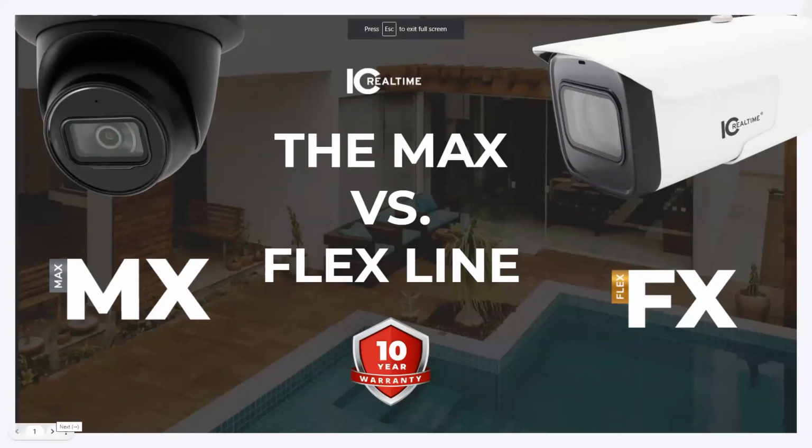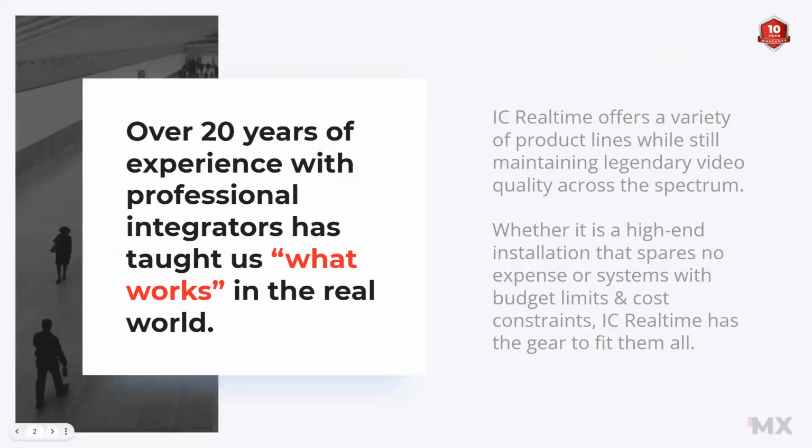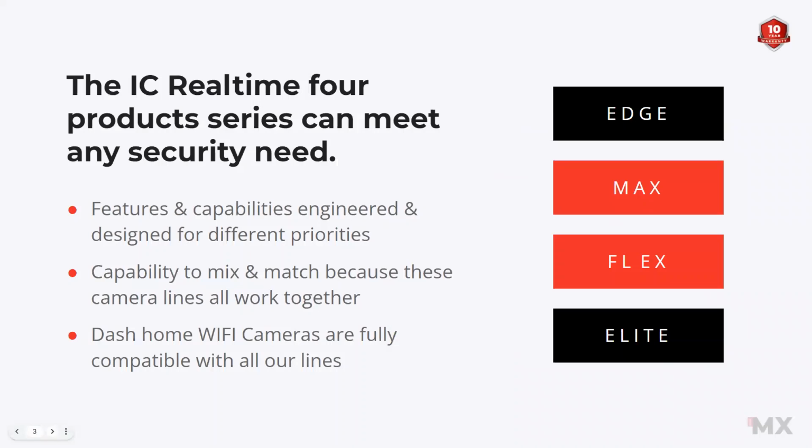So we're going to be talking today about the Max line versus the Flex line. And these are two of our four different lines that we have, including our Edge line, which is our cost competitive line. We have our Max and Flex line, which is our mid-range lines. And then we have our Elite line, which is our highest end line of cameras and recorders.